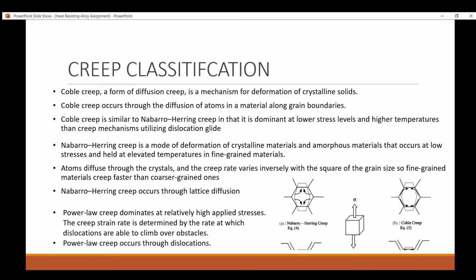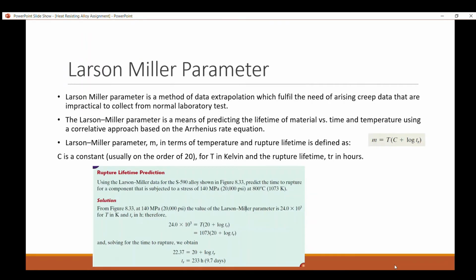And the last creep classification is the power law creep, which dominates at high stress. The creep strain rate of power law creep is determined by the rate at which the dislocations are able to climb over obstacles. By obstacles, it can be the grain boundary or the impurity of a substance. The next topic will be the Larson-Miller parameter.